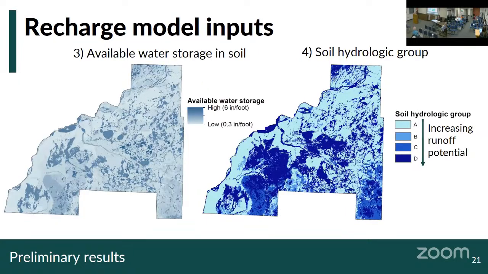The other 2 inputs are related to the soil type. So on the left is how much water the soil can store. On the right is essentially the runoff potential of the soil. So the A's are going to be your sandier soils with a low runoff potential. And then the Ds are going to be your more clay-rich soils with a higher runoff potential.